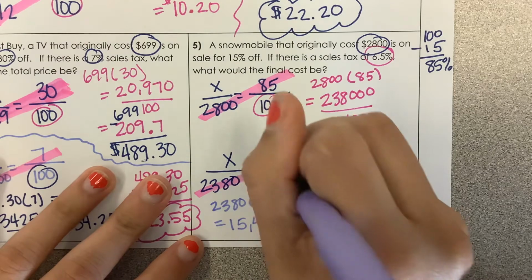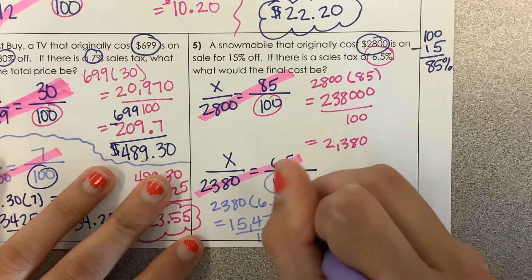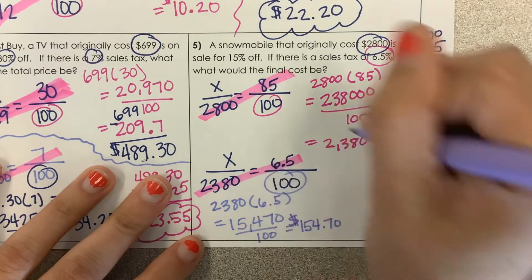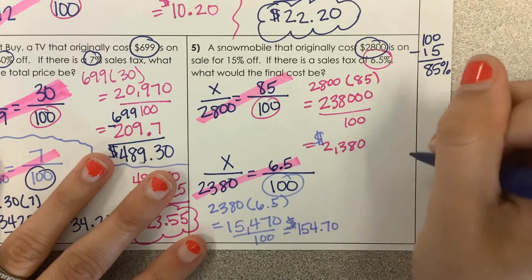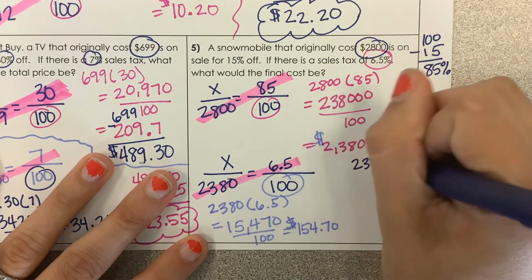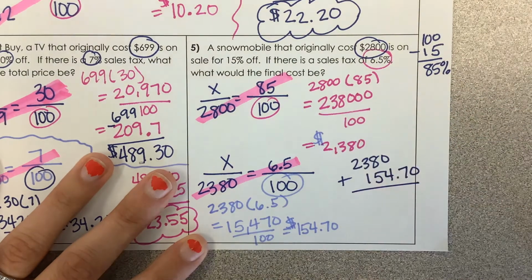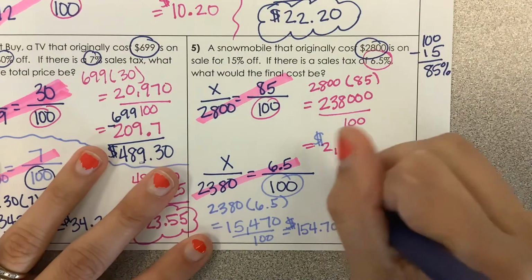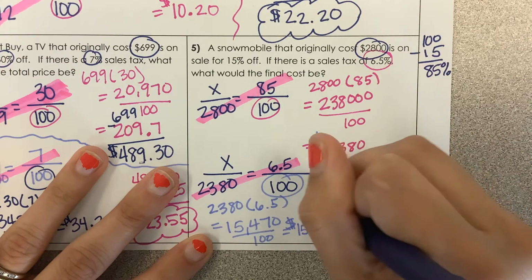That is 15,470, and divide by 100 equals 154.70. That is our tax amount that we need to add to the discounted price to get our total. So we're doing 2,380 plus the tax of 154.70 to get us a total of $2,534.70.